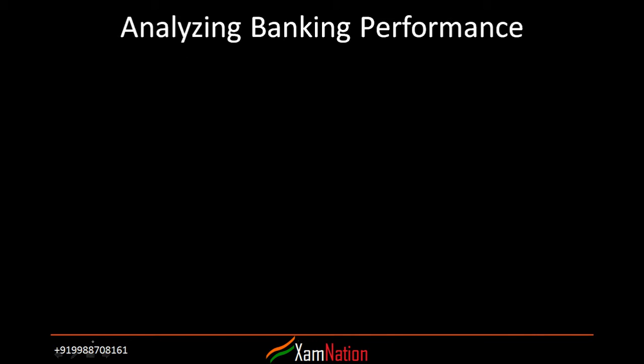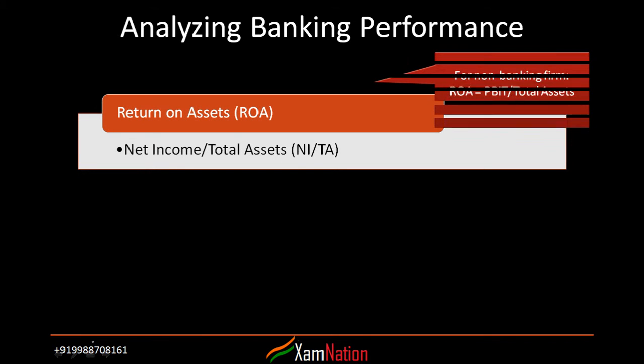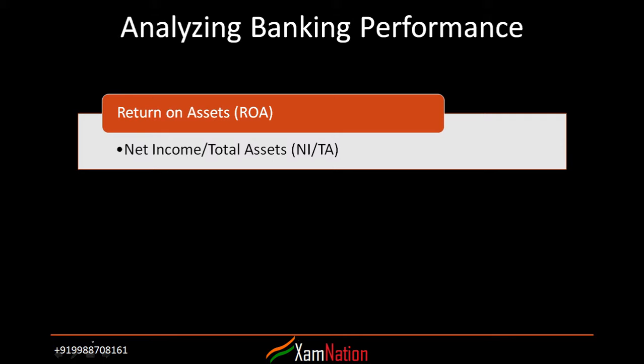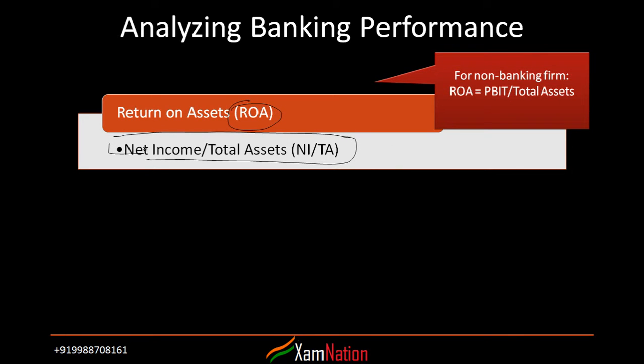Now for the banking analysis performance, there are a few ratios which we have done for the non-banking companies as well. One is the return on assets. Return on assets is basically how much return the bank is getting on its assets, simply net income over total assets. You should remember this and compare it with non-banking firms, which use PBIT over total assets. Here, net income is nothing but PAT, profit after tax.